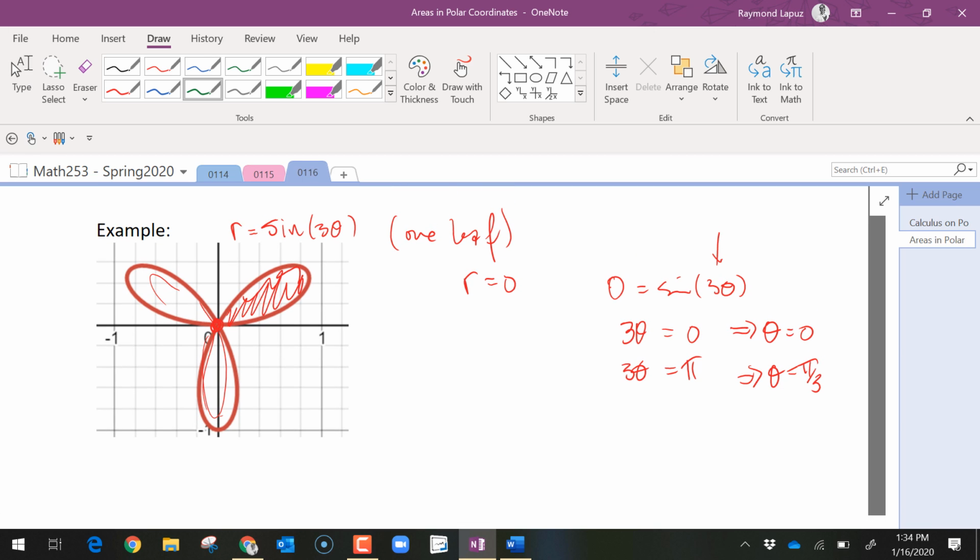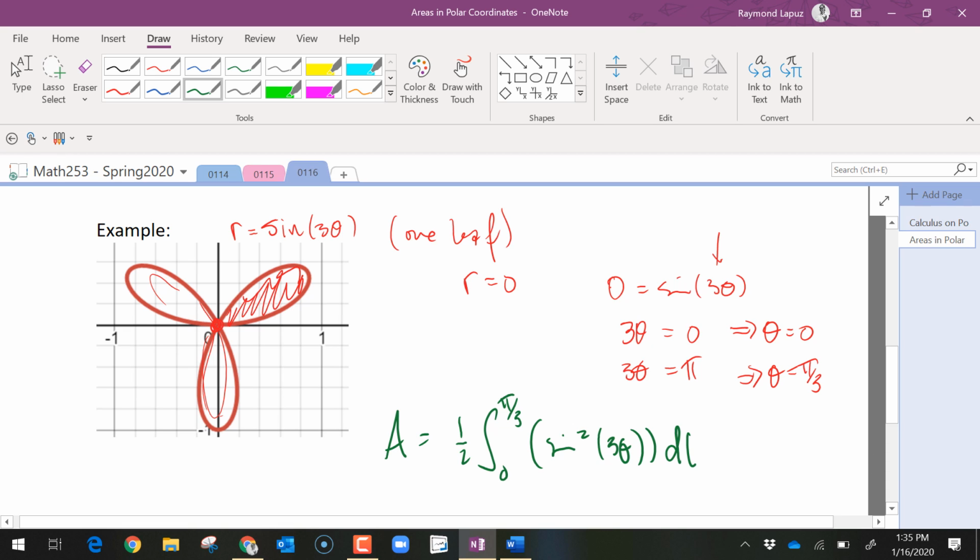pretty much. So then the area is going to be 1/2 integral from 0 to pi over 3 of sine squared 3 theta. This is the r squared. And then your angle delta theta will become d theta. And now this is an integral. Okay?